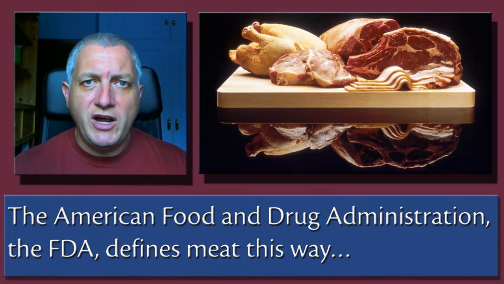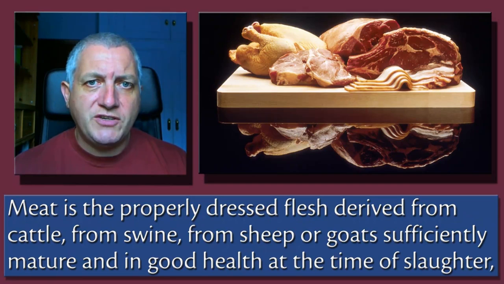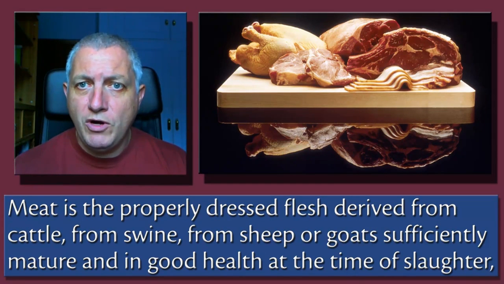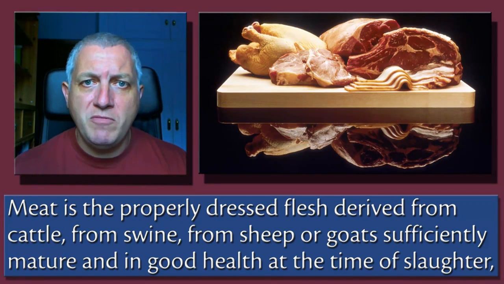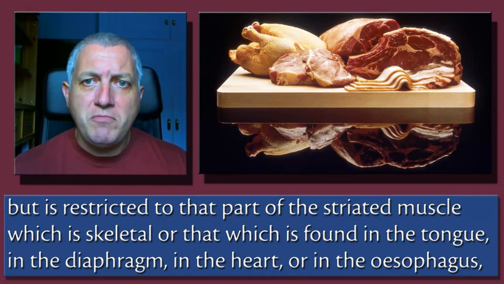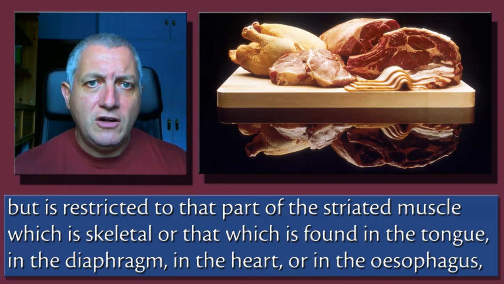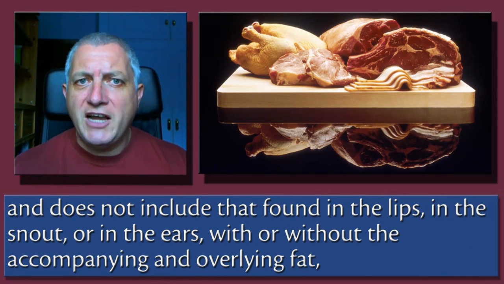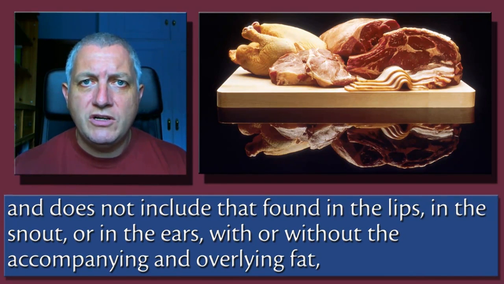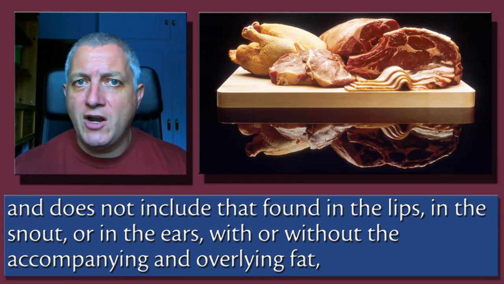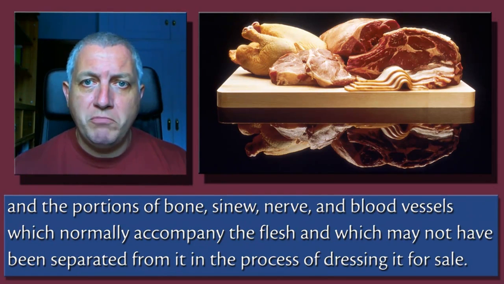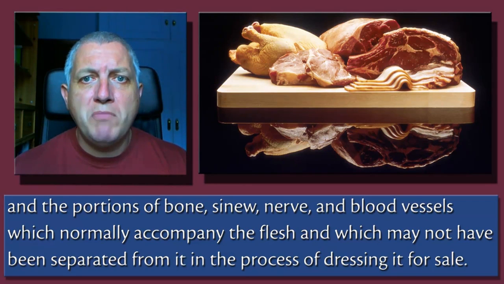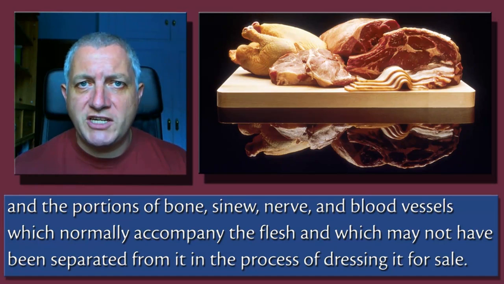The American Food and Drug Administration, the FDA, defines meat this way. Meat is the properly dressed flesh derived from cattle, from swine, from sheep or goats, sufficiently mature and in good health at the time of slaughter, but is restricted to that part of the striated muscle which is skeletal, or that which is found in the tongue, in the diaphragm, in the heart, or in the esophagus, and does not include that found in the lips, in the snout, or in the ears, with or without the accompanying and overlying fat, and the portions of bone, sinew, nerve, and blood vessels which normally accompany the flesh and which may not have been separated from it in the process of dressing it for sale.